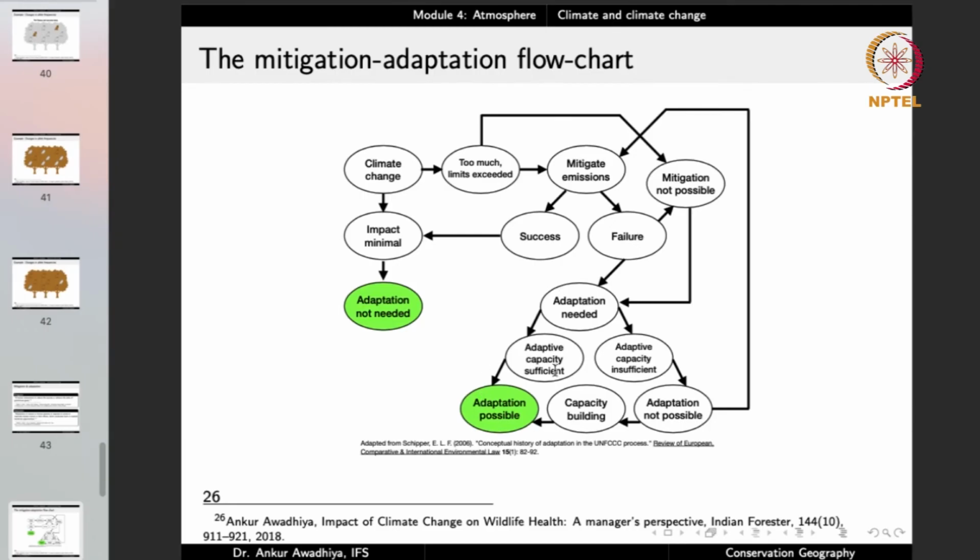Now, in this case, if our adaptive capacity is sufficient and adaptation is possible, there is still some hope. Whereas, if the adaptive capacity is insufficient and adaptation also is not possible, we can try to increase the capacity building. And if we are able to increase our adaptive capacity, and adaptation is possible, then too some hope is left. But if we fail in that, then there is nothing else but doom for all of us.